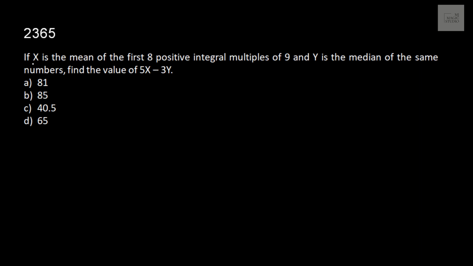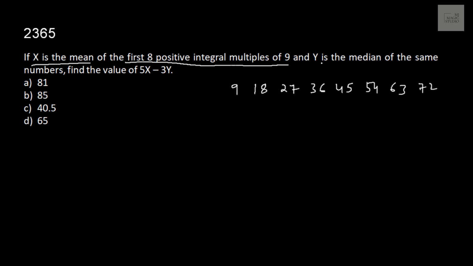If x is the mean of the first 8 positive integral multiples of 9, that means 9, 18, 27, 36, 45, 54, 63, and 72. And y is the median of the same numbers, find the value of 5x minus 3y.